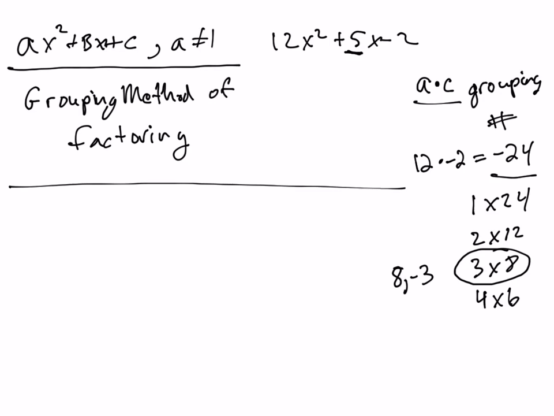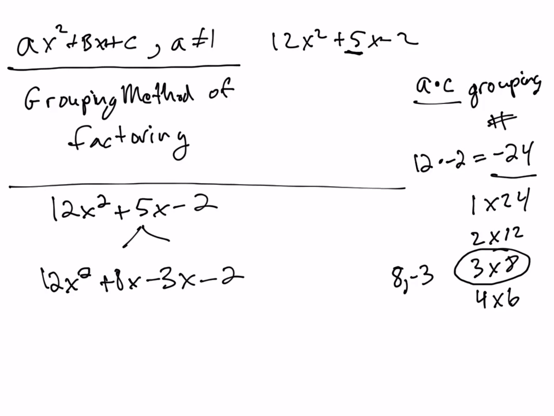So what we do is take the trinomial 12x squared plus 5x minus 2, and then I split up that middle term so that I have positive 8x minus 3x minus 2. I'm just using these two numbers, 8 and negative 3, as the coefficients when I split that middle term. Then we separate or group the first two terms together, and then we factor the greatest common factor out of those first two terms.